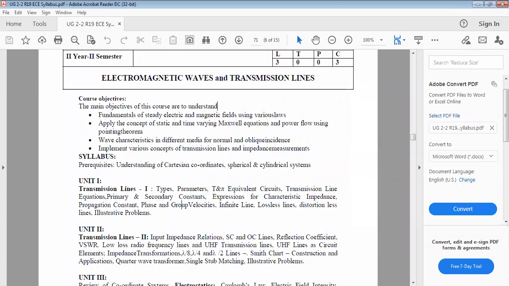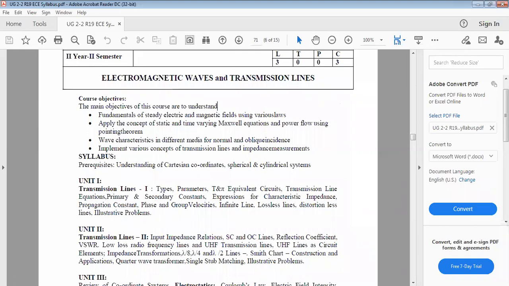Different lines: lossless line, distortionless line. Some distortionless condition is also there. If the line is to be distortionless, it has to maintain a condition, that is R by L equal to G by C, or simply LG equal to RC. You can remember that point. That is a distortionless line.